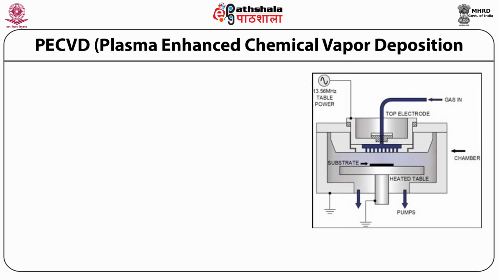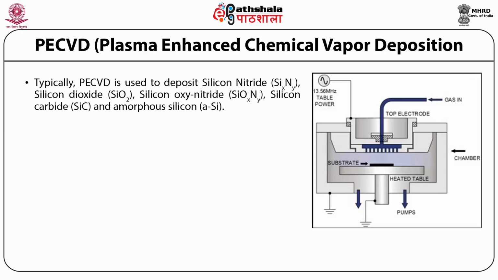The figure given here shows the schematic or the layout of the PECVD deposition system, in which we can see the gas inlet, top electrode, then there is a substrate holder, and there are pumps to create the vacuum. Typically, PECVD is used to deposit silicon nitride, silicon dioxide, silicon oxynitride, silicon carbide, and amorphous silicon.